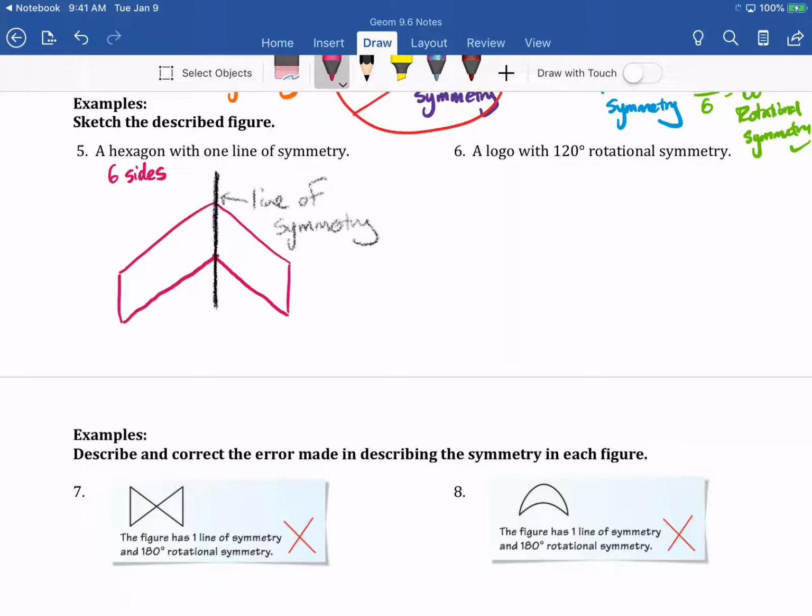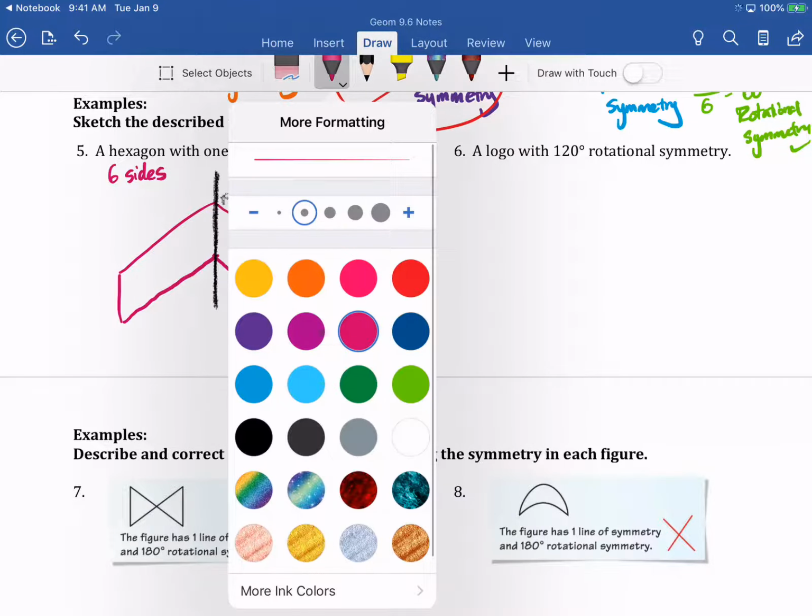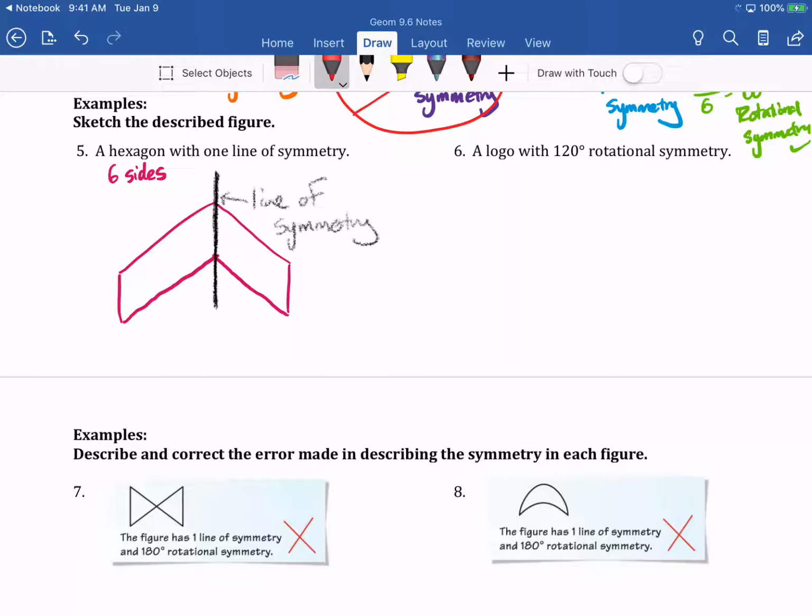Okay, let's look at our next example. A logo with 120-degree rotational symmetry. Well, to get 120 degrees, if we start with 360 degrees, I'm thinking about what I would have to divide that by to get 120 degrees. Well, 360 degrees divided by 3 is going to give me 120 degrees.